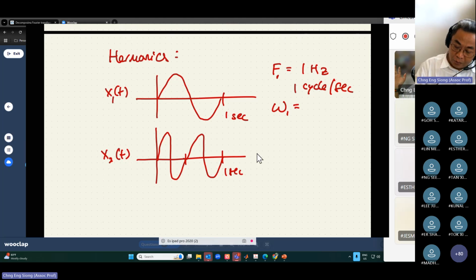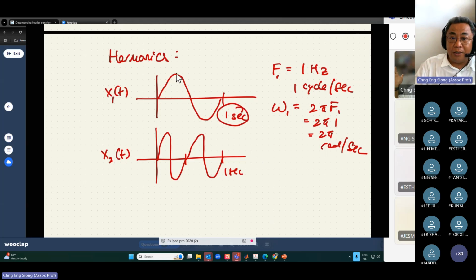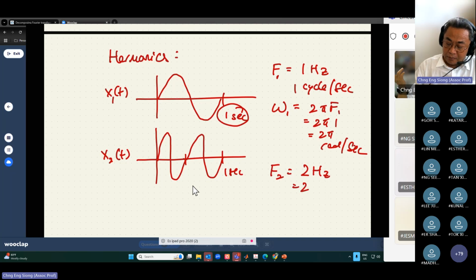It's 2 pi, because omega is 2 pi f1. 2 pi times 1, 2 pi, and the unit is radian per second. It means that in 1 second, I am completing 360 degrees, 2 pi radian per second. What about this guy? This guy is f2. How many cycles per second? He's 2 hertz, 2 cycles per second. His omega is 2 pi times 2, he is 4 pi radian per second.